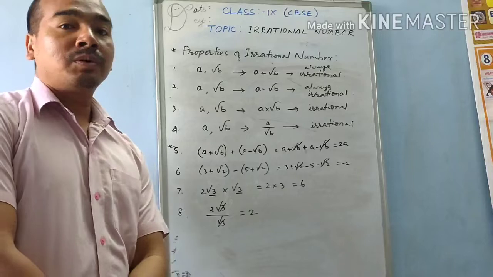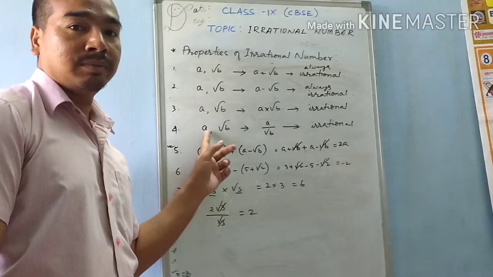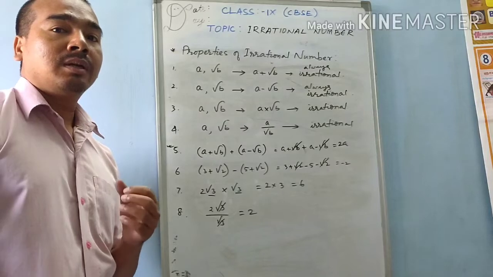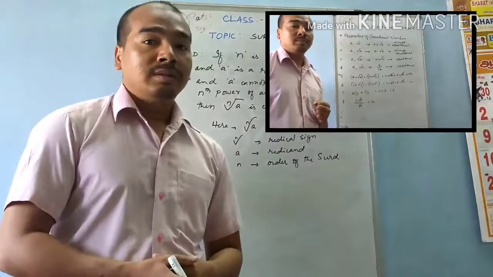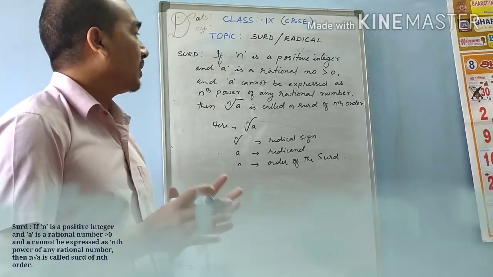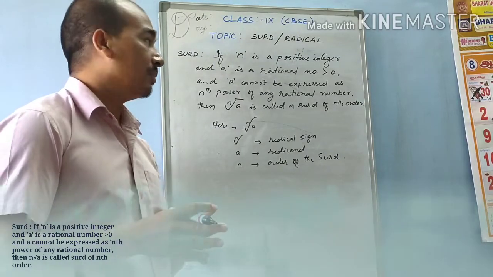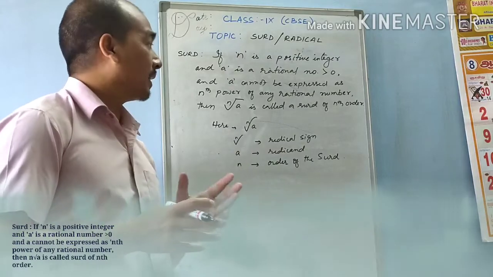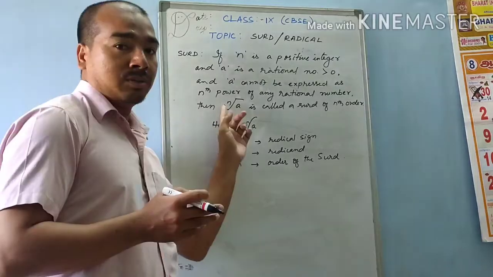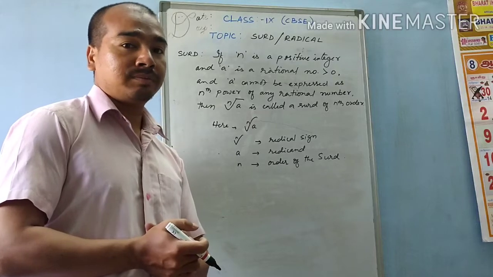So the first four properties are operations on a rational number and an irrational number. Next, the remaining properties are all about irrational numbers. The third definition is: if n is a positive integer and a is a rational number greater than 0, and also a cannot be expressed as the nth power of any rational number, then the nth root of a is called a surd of nth order.